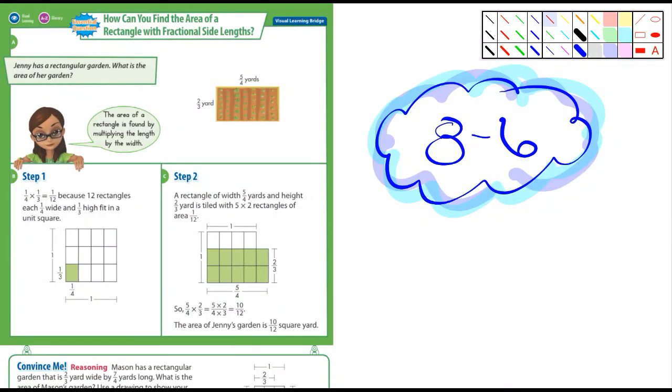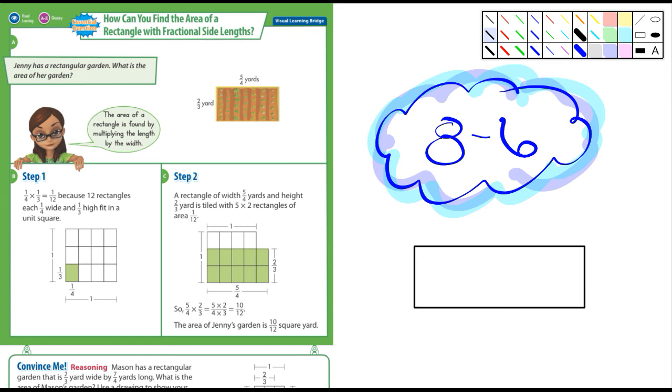Okay, fifth graders, we're starting 8-6, and this is all about finding the area of a rectangle. We've talked about this before. I've shown you how to find the area of a rectangle. I'm going to do so again really quickly right here. And in most of the problems you have, though, there's fractions involved.